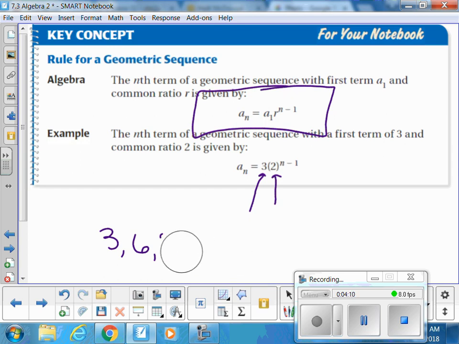Oh, I'm sorry, because they're multiplying by 3. Multiply by 3, multiply by 3, multiply by 3. What's 18 times 3?